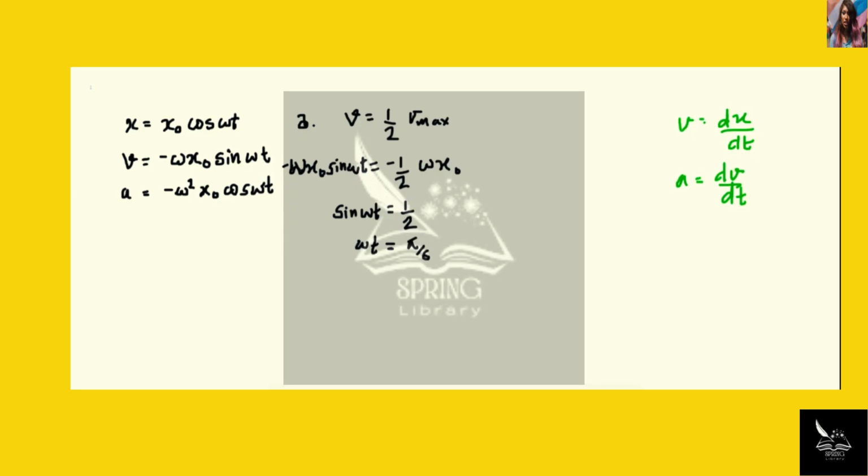Now at what distance would omega t be pi by 6? So x is equal to x naught cos pi by 6. Now cos of pi by 6 is 0.866. Therefore, the distance from the origin, the distance from the equilibrium, would be 0.866 x naught. So this is it.